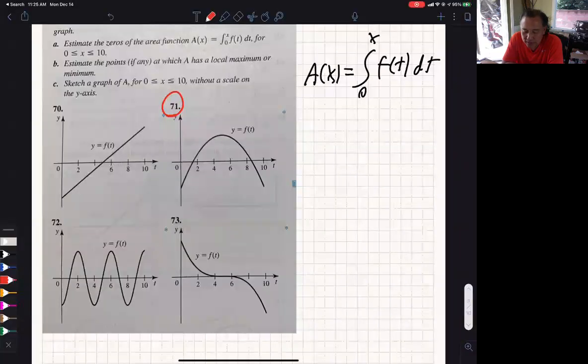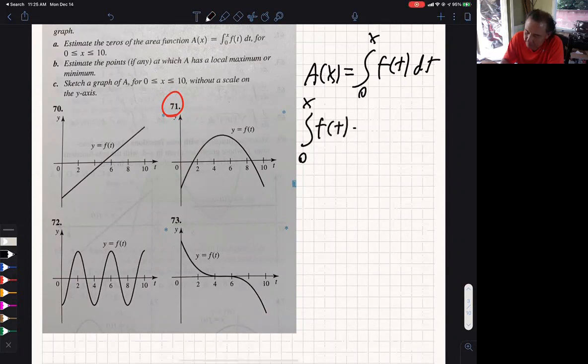So this is 5.4, number 71. The first question asks, estimate the zeros of the graph. What is a zero? A zero is when a function equals 0. Therefore, it's called a zero. So when is it going to be equal to 0? In other words, what values of x will make this equal to 0?